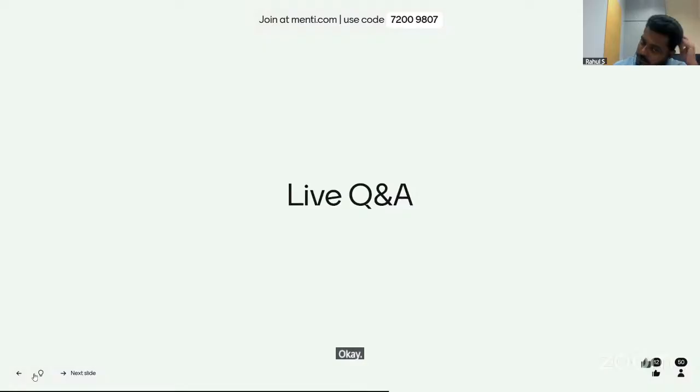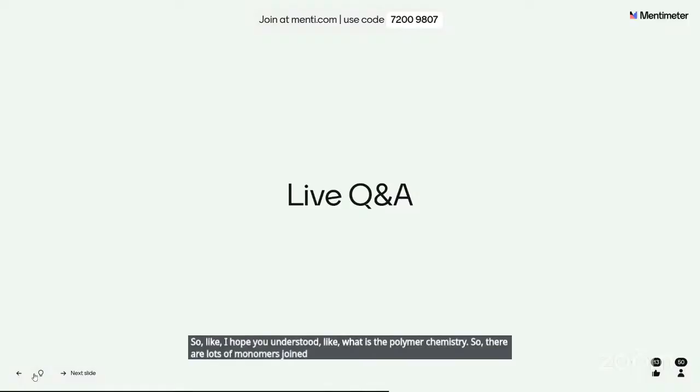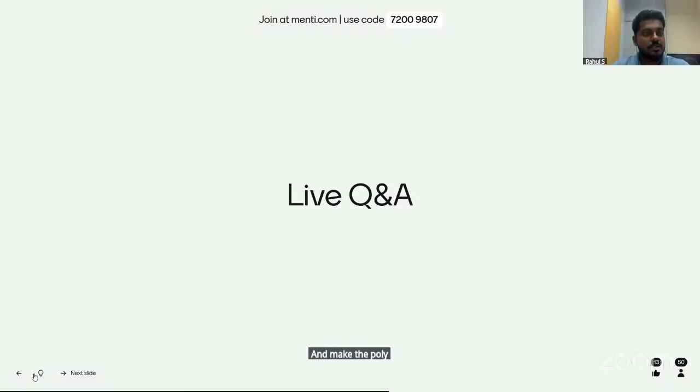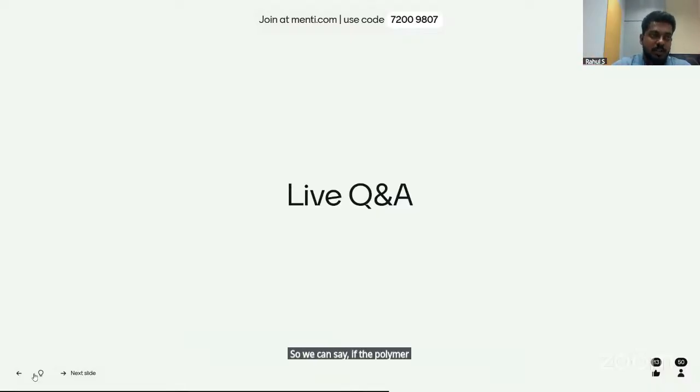Okay, from my perspective, I will give an answer. When we are talking about polymers, it is not just that hydrogen bonds are happening between all the monomers. There are lots of monomers joined together with some bonds that make the polymer. So it is not always a bond that water can break. If the bond is one that water can hydrolyze, then when you add water, it will break. But there are some other bonds also, right?